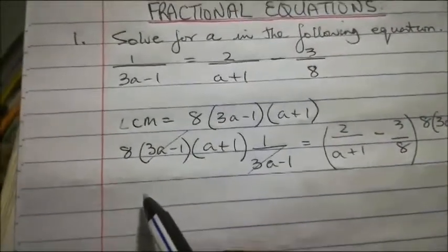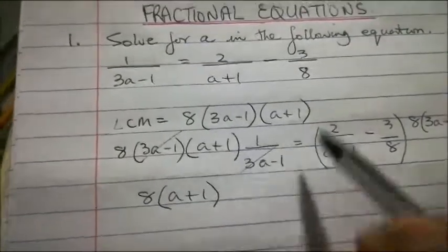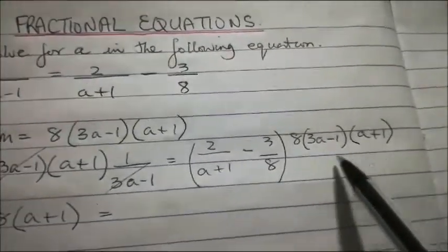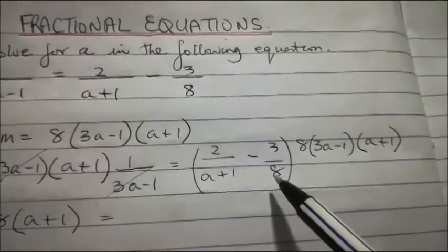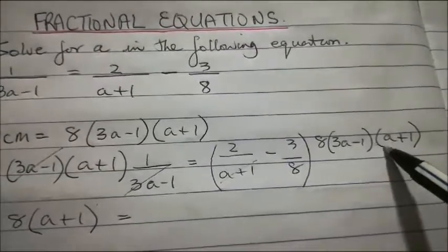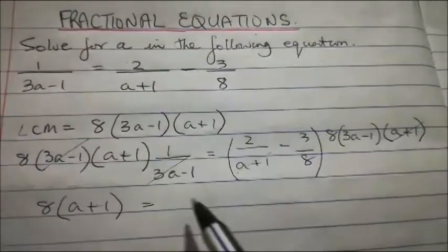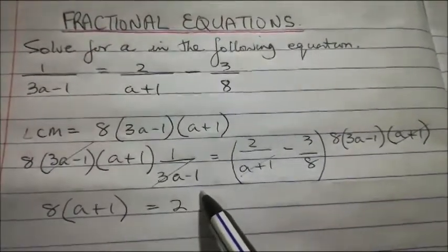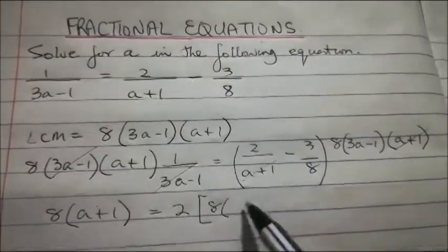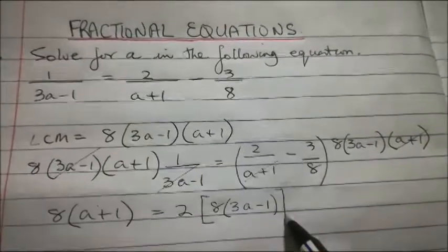So this is going to come down to 8 into a plus 1 times 1, which is really the same thing. And we're going to bring down the equal sign, and we're going to do a similar thing over here. Over here, for this first term, we can cancel this and this. So we're going to be left back with 2 times this. So it's going to be 2 times, let's write in a square bracket, 8 into 3a minus 1. Then we close this bracket.